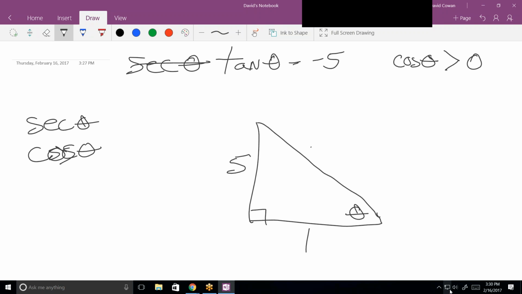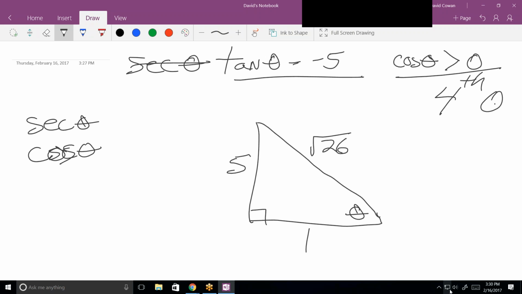The square root of 26. And now, combining that information with the other information, what quadrant are we in? We are in the 4th quadrant. Good. That's all we need. Notice they didn't give us the value of cosine of theta. They just said it was greater than 0. That allows us to figure out what quadrant we're in.